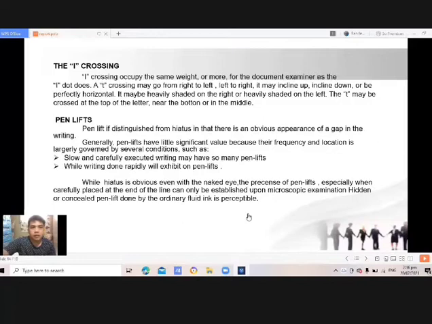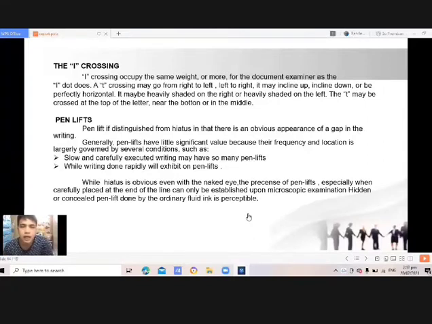Pen lifts. A pen lift is distinguished from hiatus in that there is an obvious appearance of a gap in the writing. Generally, pen lifts have little significant value because their frequency and location is largely governed by several conditions, such as slow and carefully executed writing may have so many pen lifts, while writing done rapidly will exhibit none.